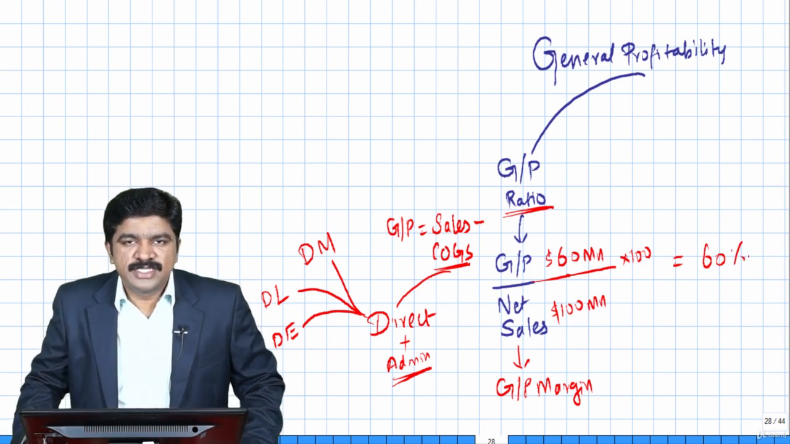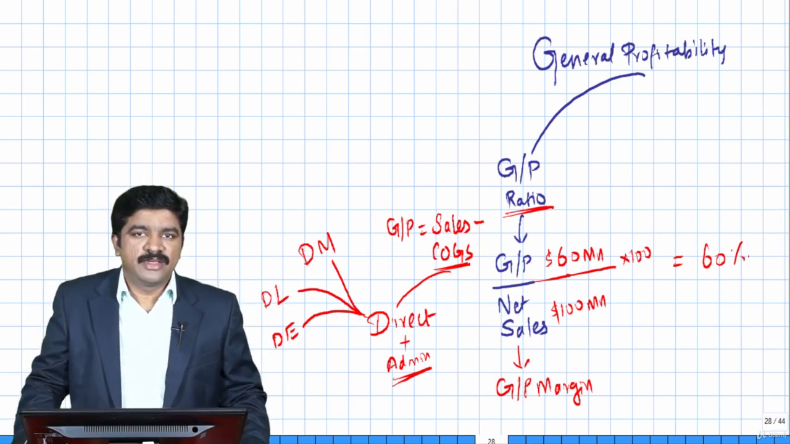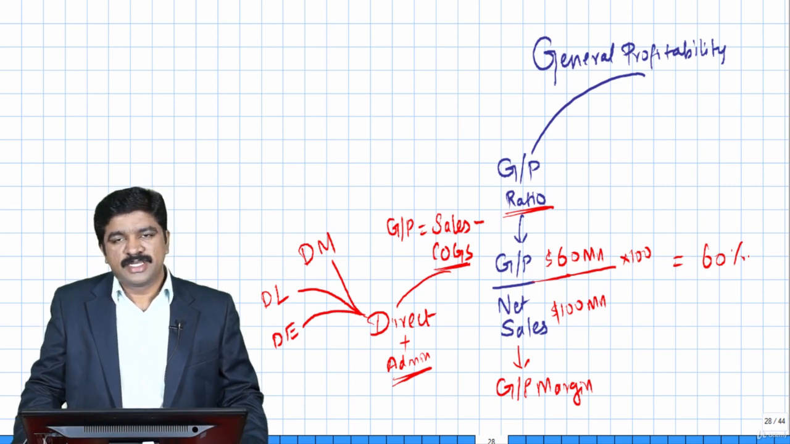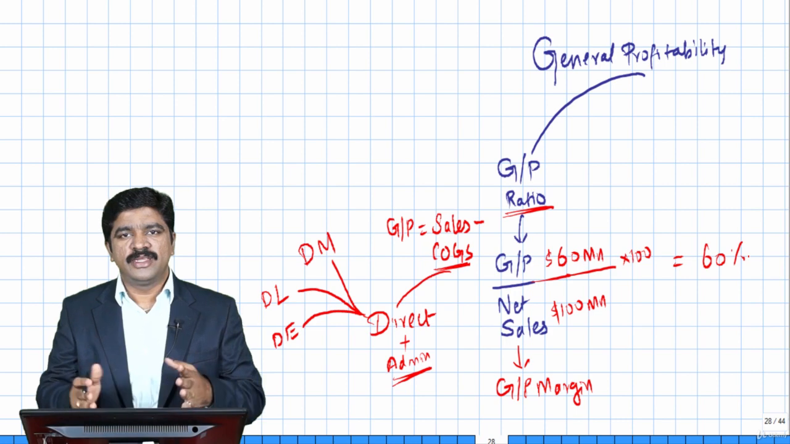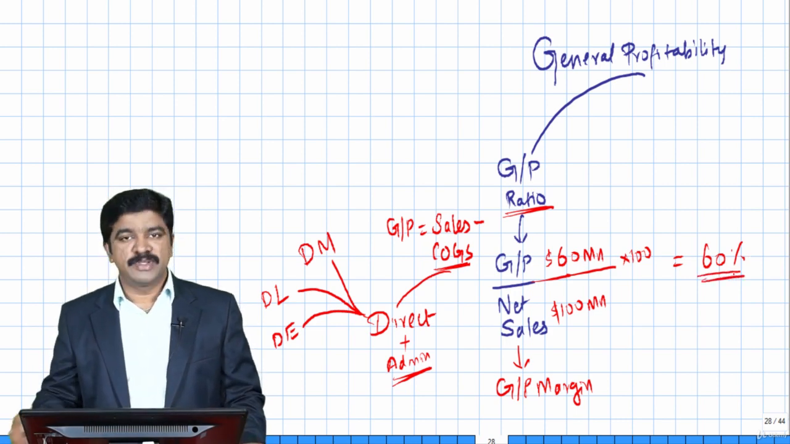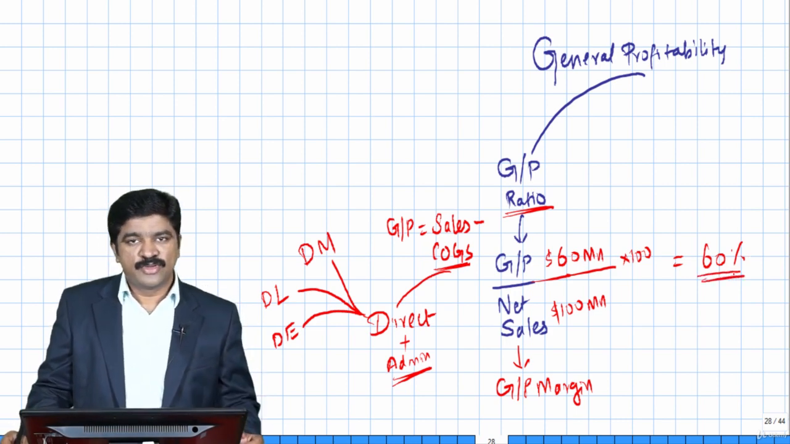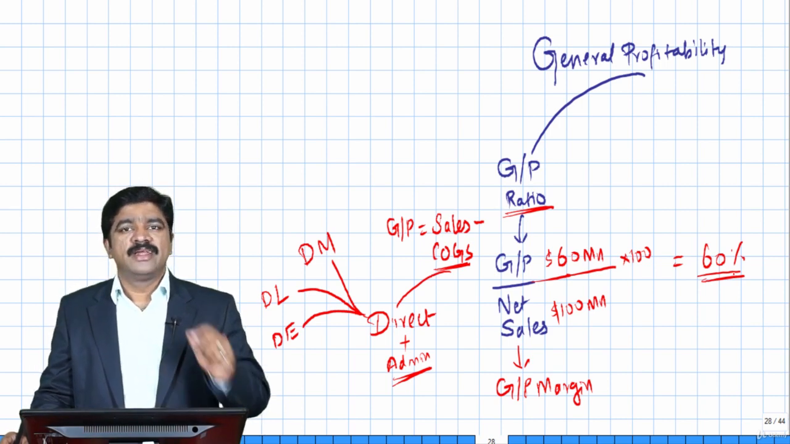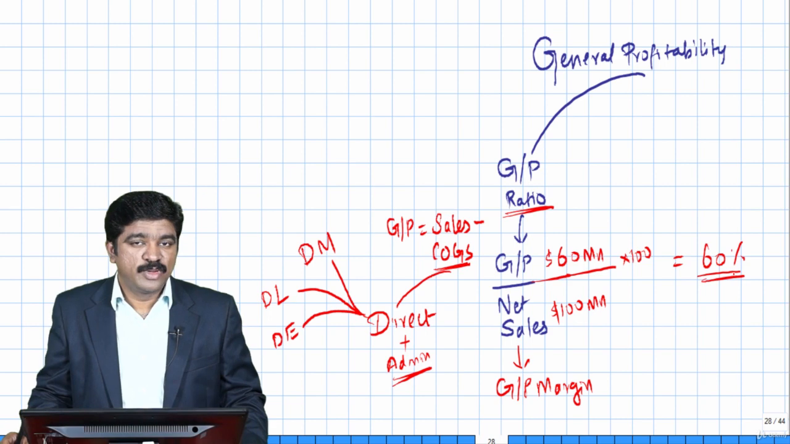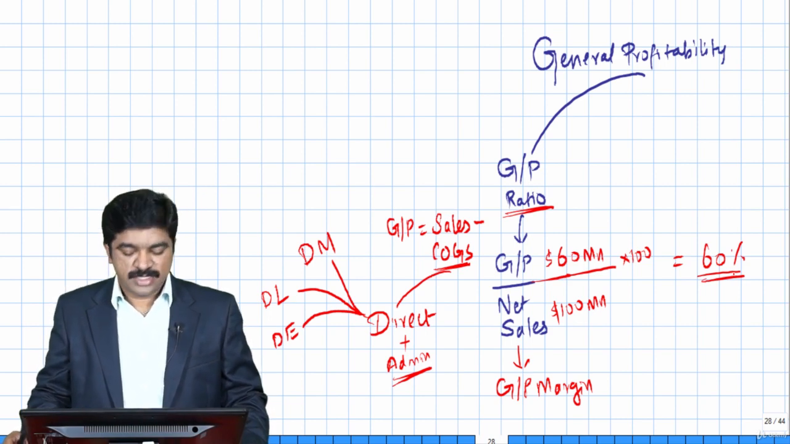That is, if you produce and sell these goods, you are going to make a gross margin of 60%, and it is from this 60% you have to meet your other indirect expenses. You have to meet what is known as overheads. It might be slightly technical, don't worry about it, but it is only from this gross profit that you have to meet your other expenses.